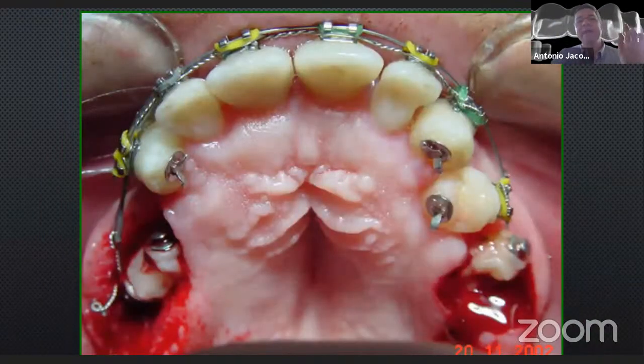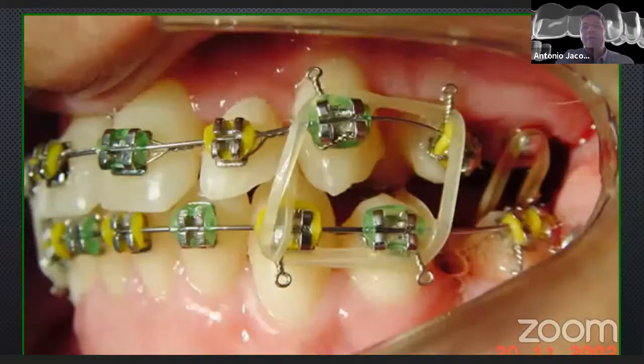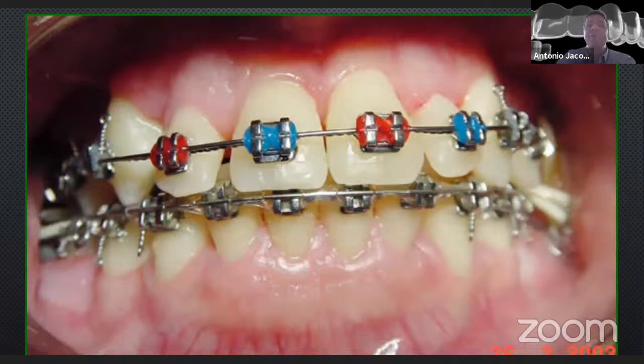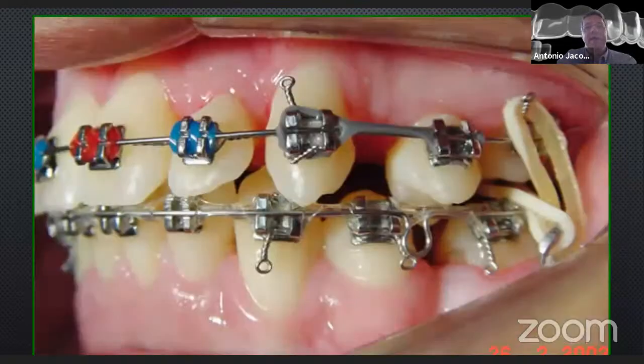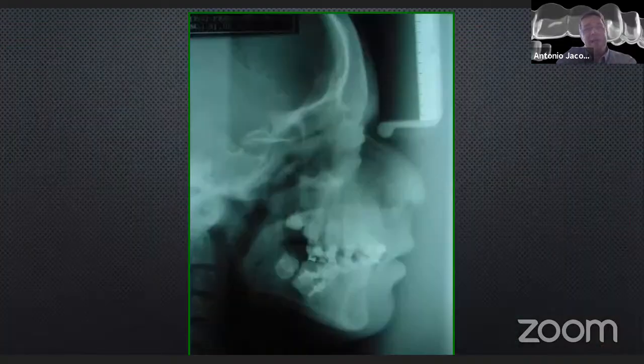Sometimes we can see that the gingiva is very thick, so I just try to remove parts of the gingiva to facilitate the tooth movement. And this was accomplished by using these vertical elastics. It was very difficult to treat the patient, but the result that we are having was very interesting.